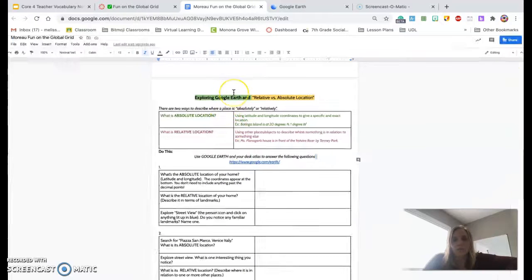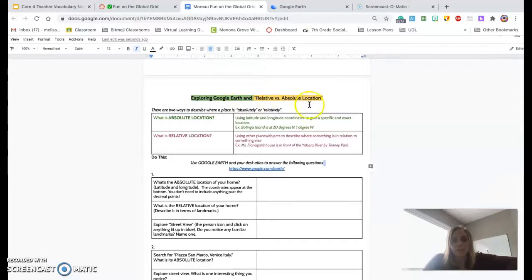So to start with, we are going to be exploring again relative and absolute location, and there are two ways to describe where a place is: absolutely and relatively. So remember, absolute location is using latitude and longitude coordinates to give a specific and exact location. You have your latitude and your longitude. Relative location is using other places or objects to describe where something is in relation to something else. So Miss Flanagan's house is in front of Yahara River by Tenney Park. So that is an example of relative. So you're using some of those words such as by, behind, next to, and so forth.